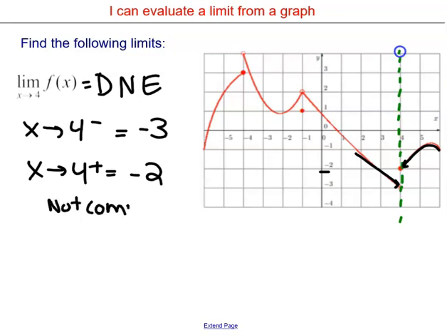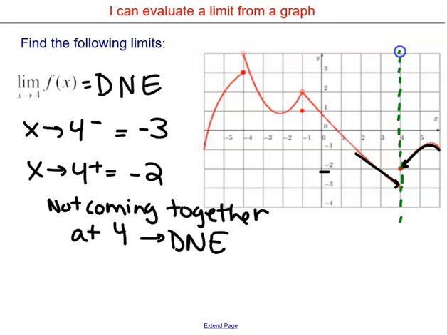Not coming together at 4. Okay? So from one side it approached -3, and coming from the other side, it approached -2. Also, if you see it on the graph, they are not connected together.